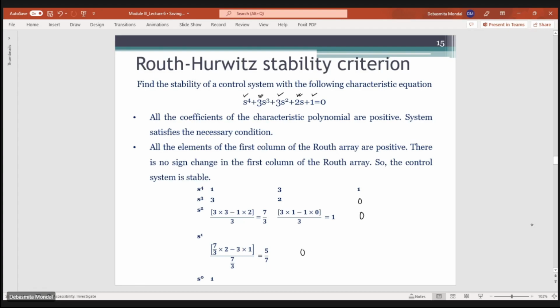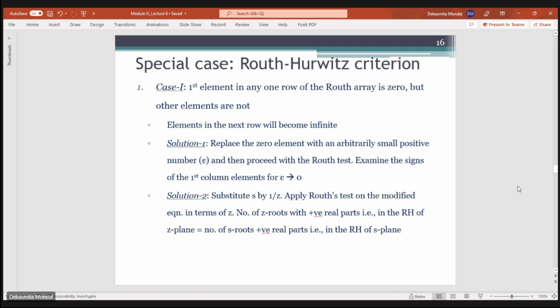So now if you observe the first column, all the elements in the first column are positive. So that means there is no sign change in the first column of the Routh array. So you can say that the control system is stable and all the roots of this system lie on the left half of the s-plane. Okay, so this is how the Routh-Hurwitz stability criterion goes.